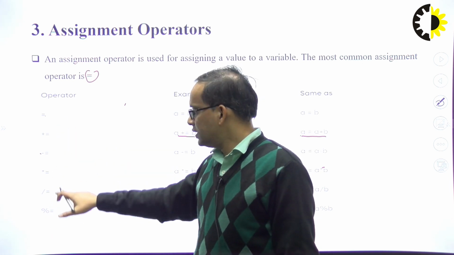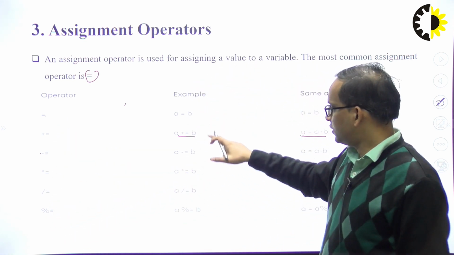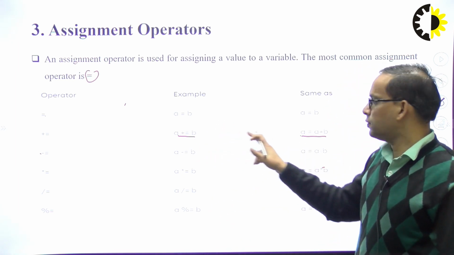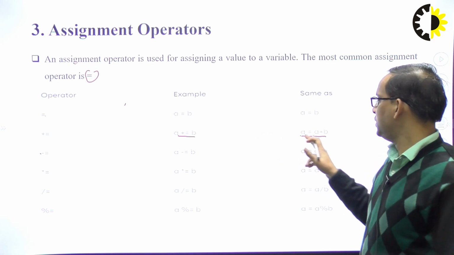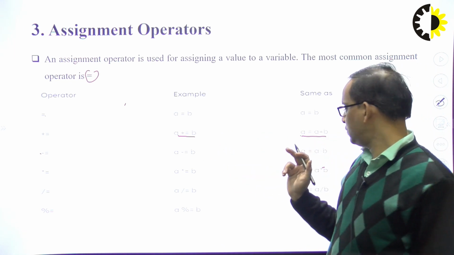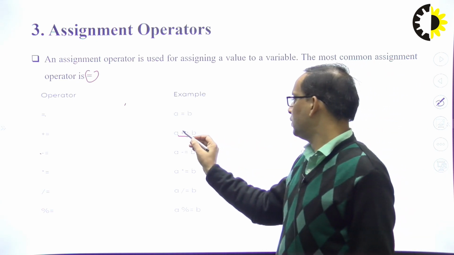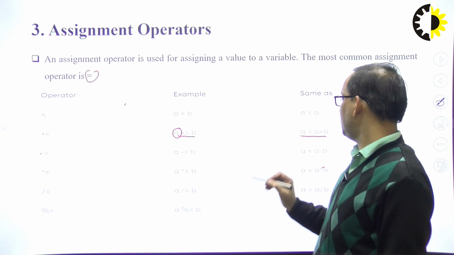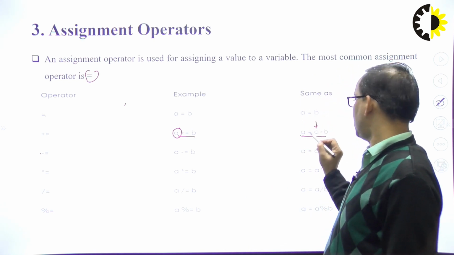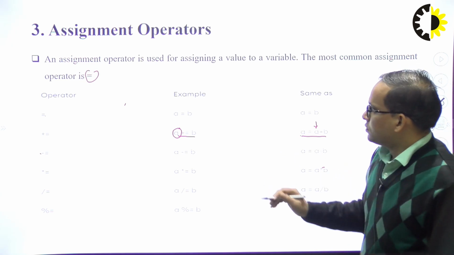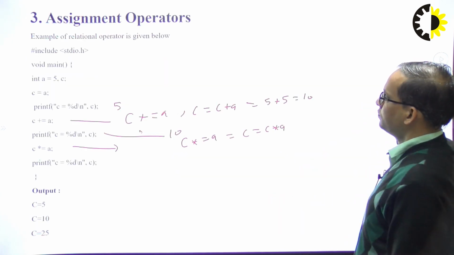So this is basically the syntax, and this can be written like this, and this is the short form. A plus equal b means a is equal to a plus b. Here it is to be noted that the variable on the left side will come just after the assignment operator. So we have seen the use of this.